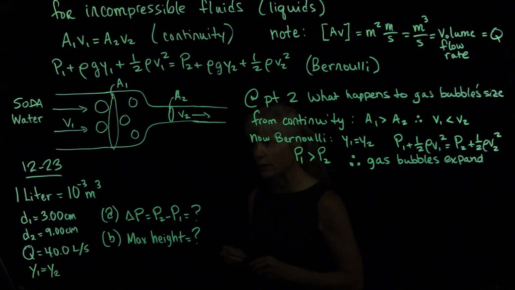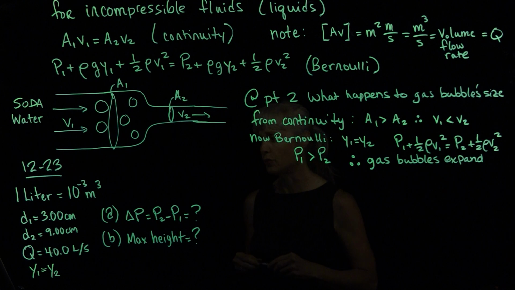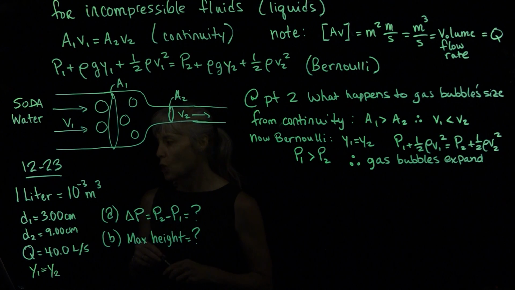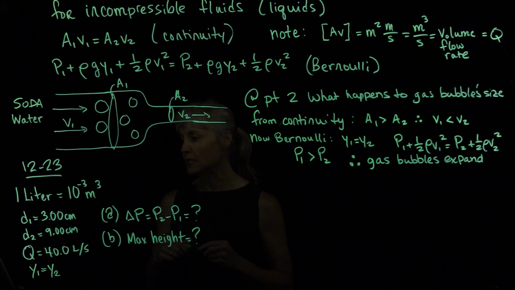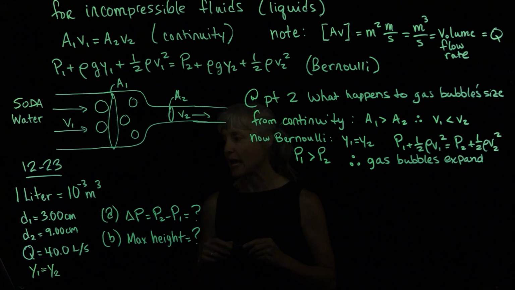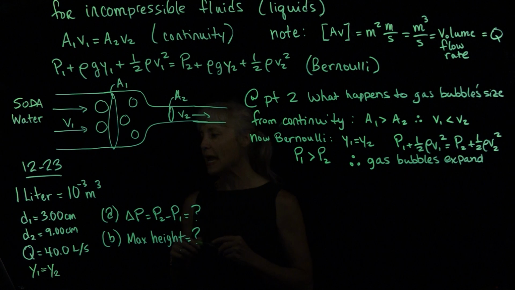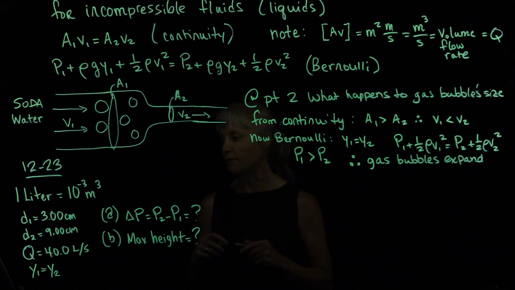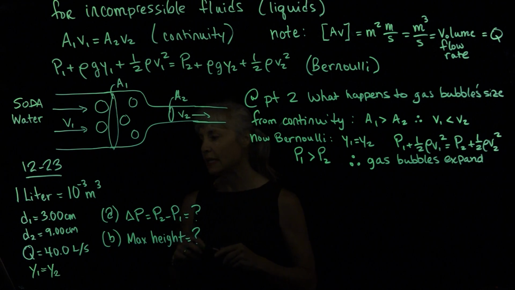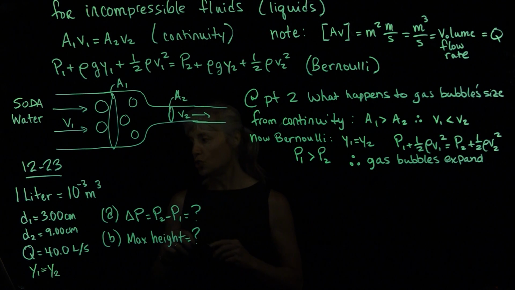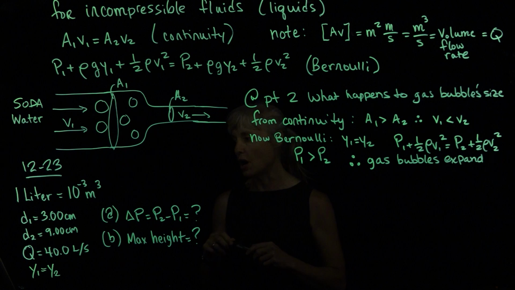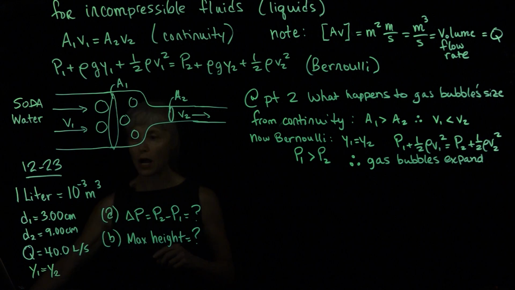Now let's look at one of the problems from your textbook. This is 12.23, which reads, what is the pressure drop due to Bernoulli effect as water goes into a 3 centimeter diameter nozzle from a 9 centimeter diameter fire hose while carrying a flow of 40 liters per second? To what maximum height above the nozzle can this water rise?